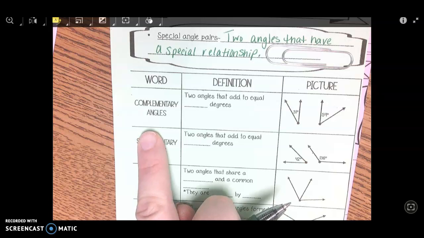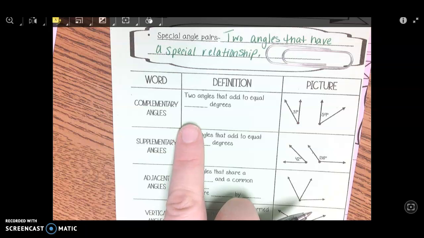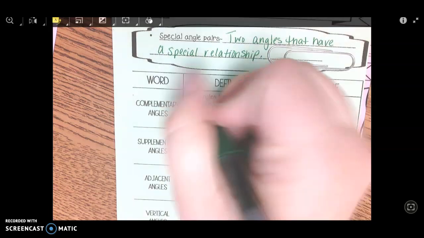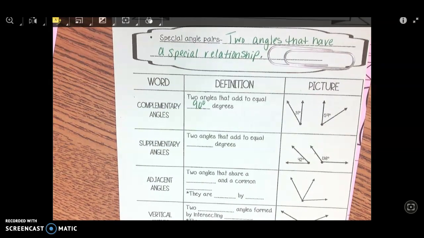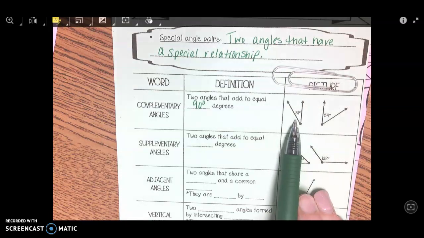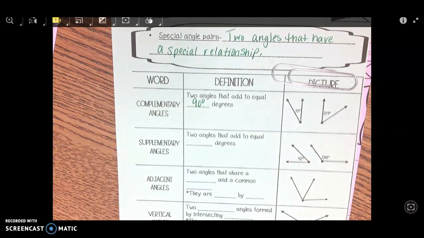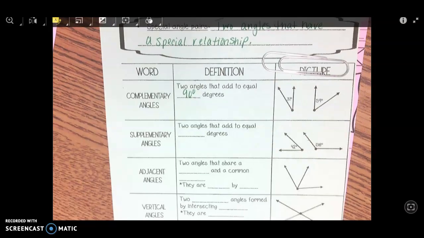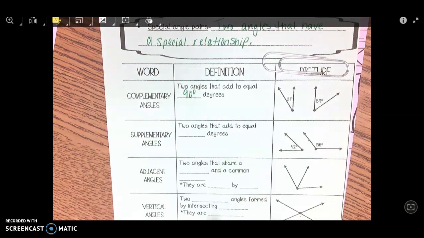Complementary angles. The definition: these are two angles that add to equal what? 90 degrees. And here's the picture. 31 plus 59 equals 90. They don't have to be adjacent. They just have to add to 90 to be complementary.